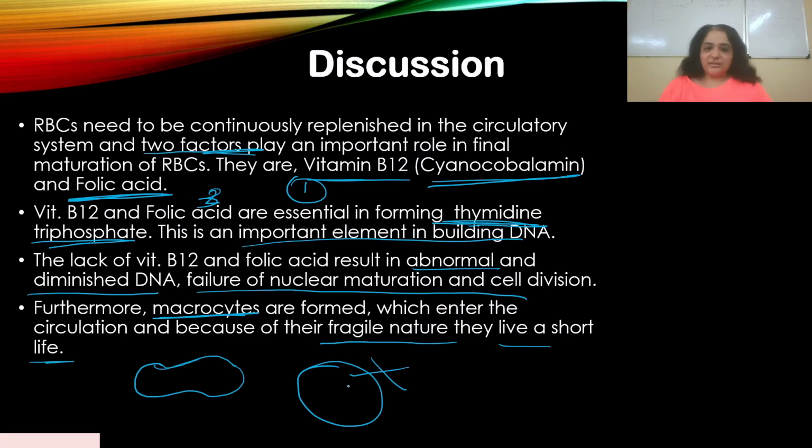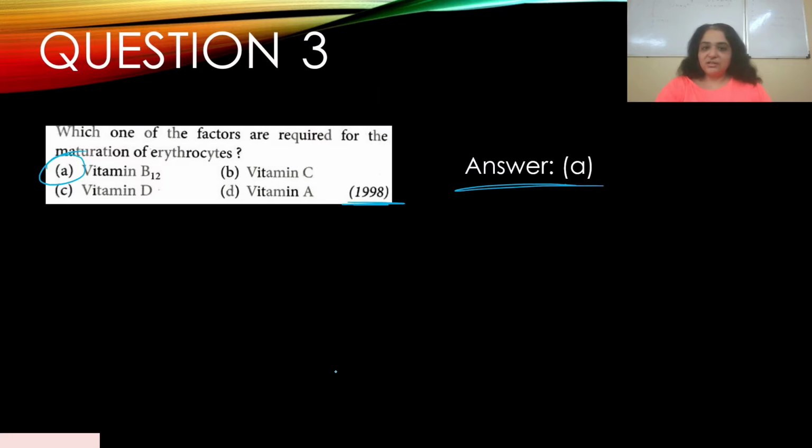Okay, so that is why, to answer your question, let's go back to our question again. Which one of the factors are required for the maturation of erythrocytes? Clearly vitamin B12. If there's folic acid, then yes, folic acid also, instead of vitamin B12. All right, so this is a good question. I haven't given smiley faces for a long time. Okay, so remember this.